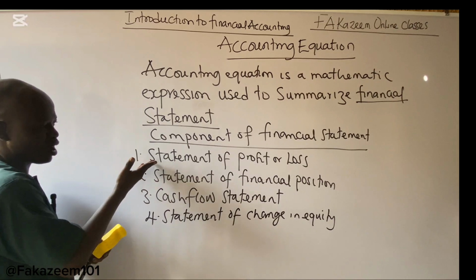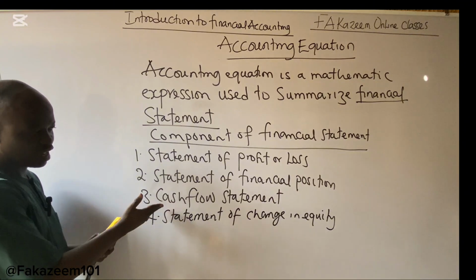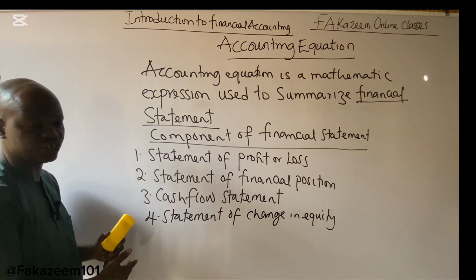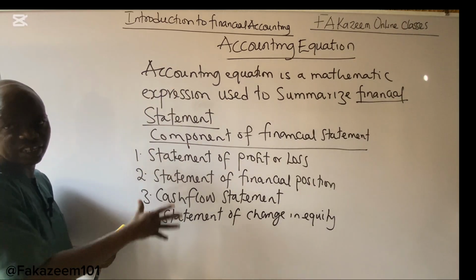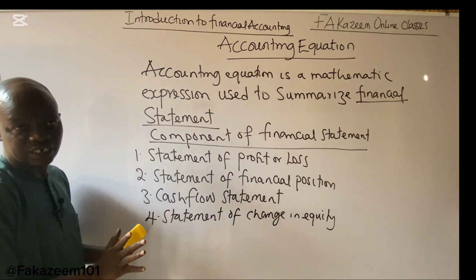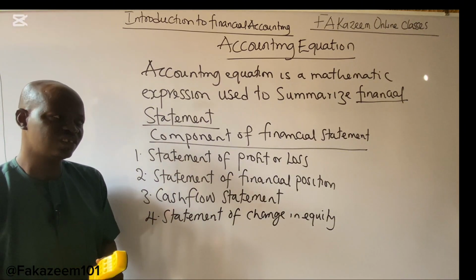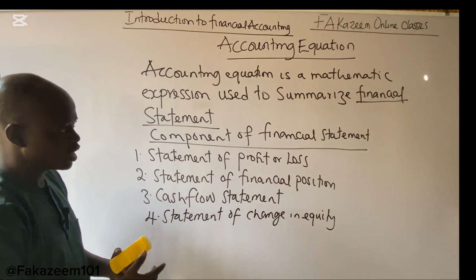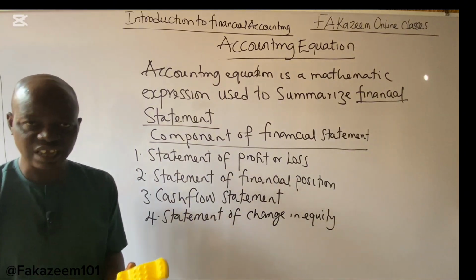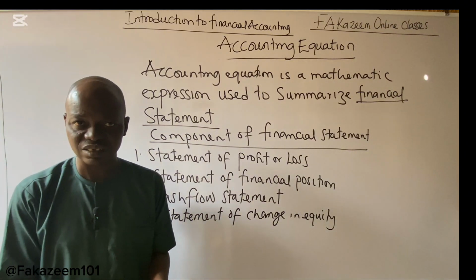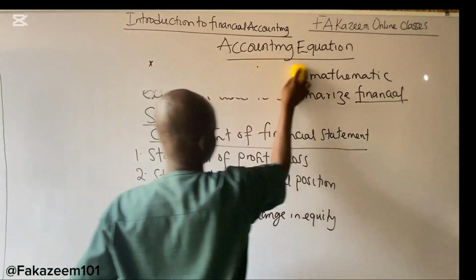Now, we have statement of profit and loss, statement of financial position, cash flow statement, and statement of change in equity. Accounting equation can be used to summarize these four components into a mathematical equation. That will be simple for users of accounting information to understand and to also use it for decision making. Now, before we go into details of accounting equation, there are some basic terms that a beginner in accounting should be able to understand. Let's go into these basic terminologies.